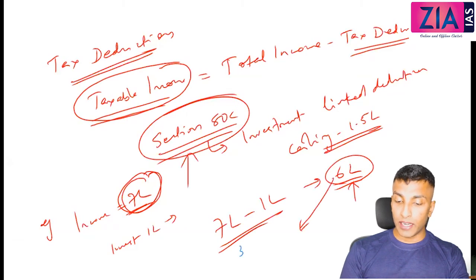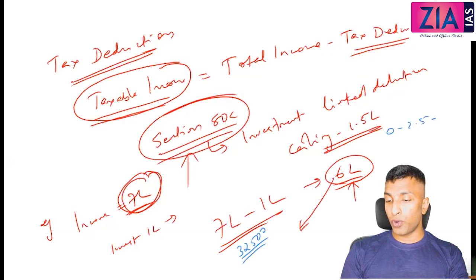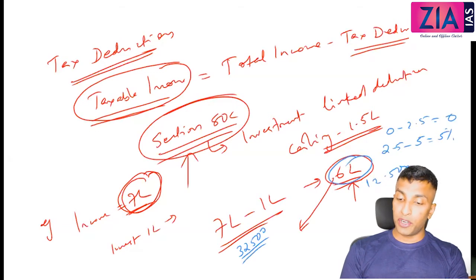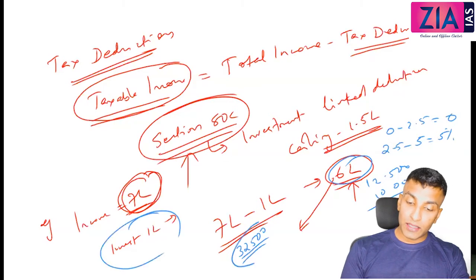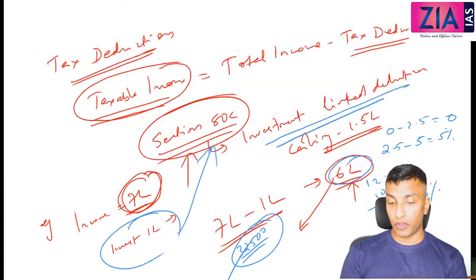Earlier you were paying how much? 32,500 as the tax. Now how much do you need to pay? 0 to 2.5, no need to pay. 2.5 to 5, you need to pay 5%, that is 12,500. And then only 1 lakh you need to pay at 10%, that means 10,000. So now the new tax is actually 22,500. And if this investment is not there, you have to pay 32,500. So by investing in those instruments, you can save through the investment linked deduction. If you can use it, you can save that 10%. Okay, so this is one important thing that you need to discuss.